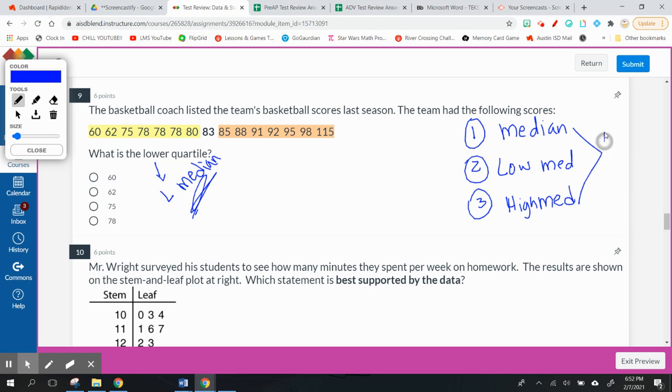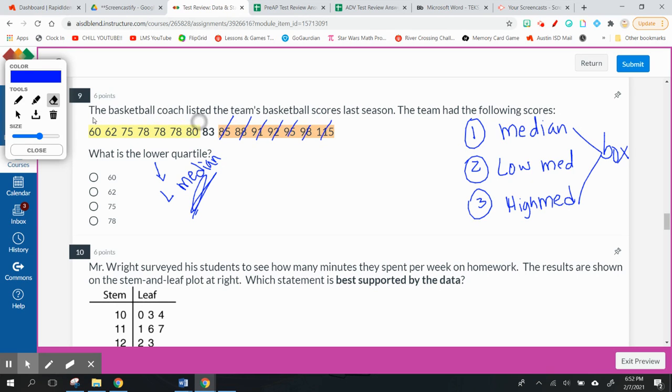And these make your box, right? And then we know our whiskers are our highest number and our lowest number. So let's focus on this. First, let's make sure I didn't goof, because I'm not immune to goofs. So let's make sure 83 is actually in the middle. 1, 2, 3, 4, 5, 6, 7 on one side. 1, 2, 3, 4, 5, 6, 7 on the other side. All right, so far, so good.